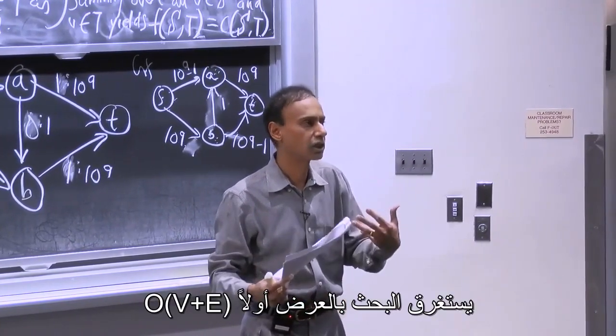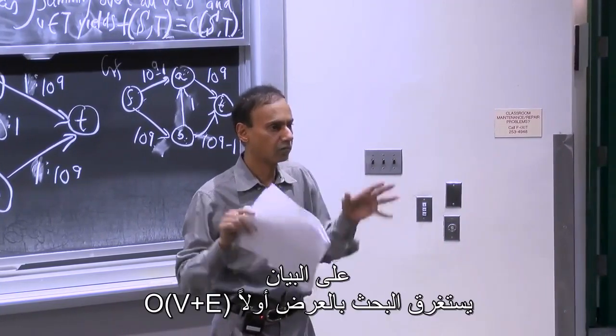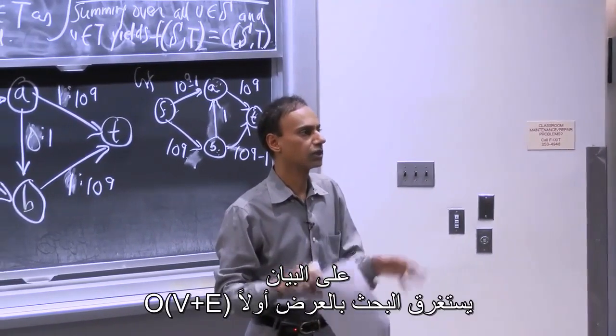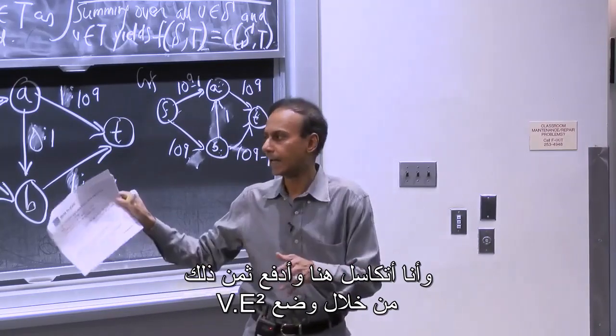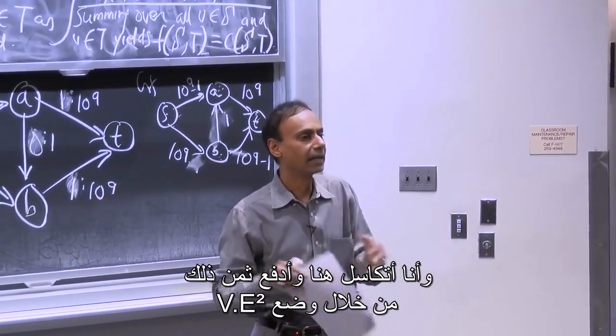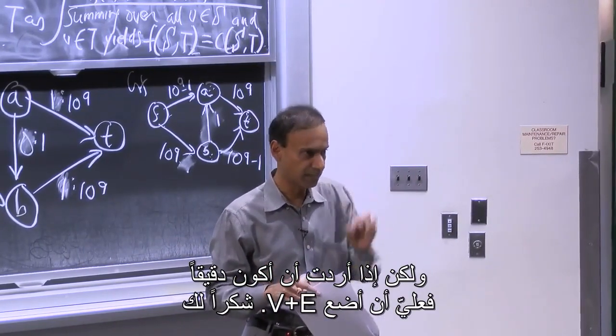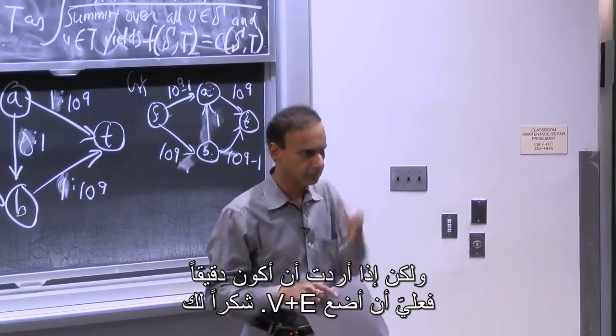I mean, breadth-first search takes order V plus E time, right? On a graph, breadth-first search is order V plus E. And I'm getting a little lazy here, and I'm paying for it by putting in the VE squared, but if I wanted to be a stickler, I would have put in V plus E. Thank you.